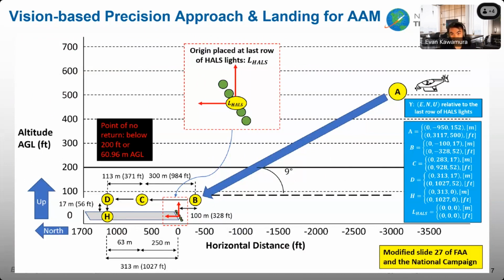And COPOSIT requires at least 4 coplanar points. And the landing lights are going to gradually be out of field of view. It's going to be behind us. And so in this paper, we just look at the glide slope descent from point A to B. So we ignore C, D, and H.